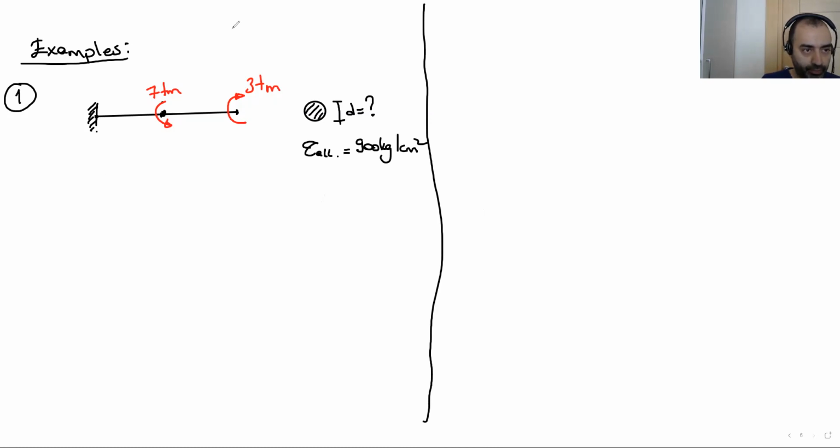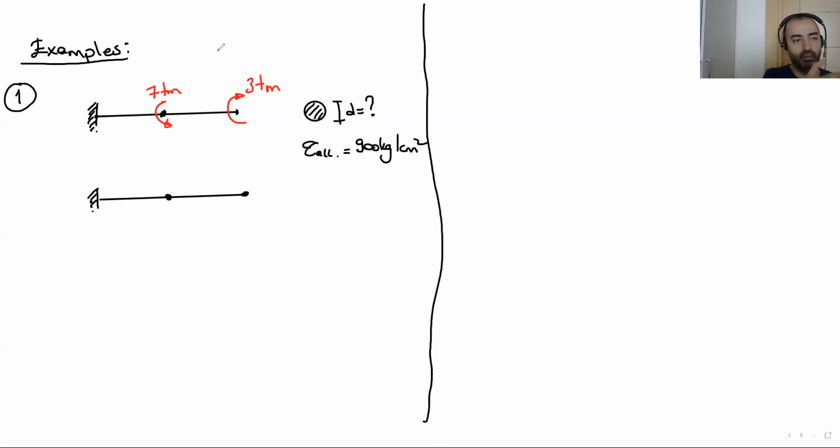Let me draw the beam here again. So here we have the fixed support. This is the first point. This is the second point. Okay. Now what are we gonna do? How do we draw the torsional moment diagram? Okay, please take a look at the screen. We are gonna use the right hand rule. Our 4 fingers will follow the torsional moment direction.